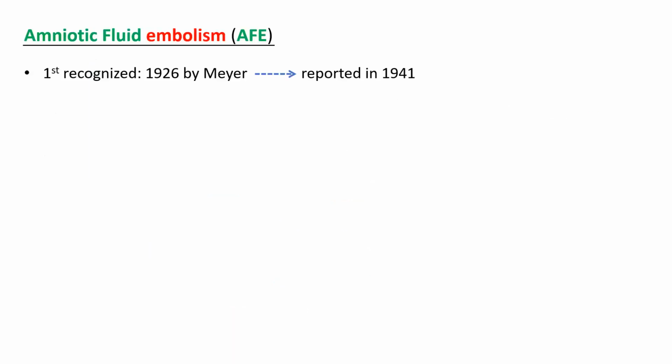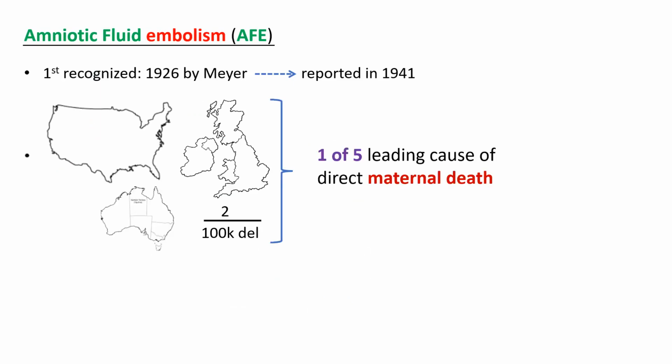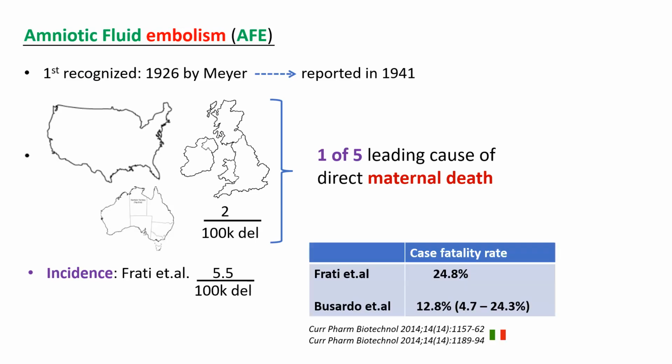So amniotic fluid embolism, as I said, is very unique or very distinctive to pregnancy-related complications. First recognized in 1926 by Mayer and reported in 1941. It is shown as one of the 5 leading causes of direct maternal death. And when they looked at the data of the US and Europe, 2 in 100,000 deliveries can develop amniotic fluid embolism. And a study by Frati et al. showed it is 5.5 per 100,000, 1 lakh deliveries.